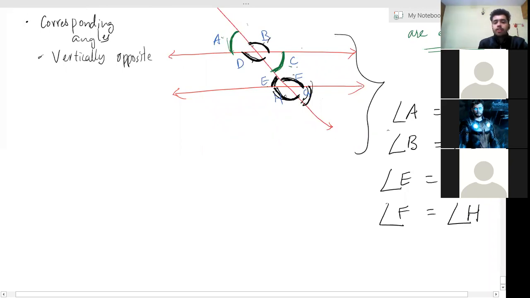Okay, in this figure, can you tell me which letters are corresponding angles? A, B, D, C, E, F, G, H. No, corresponding angles. A and B are a linear pair. That is, if this is theta, this is 180 minus theta, so the sum of these is equal to 180. But I want corresponding angles.